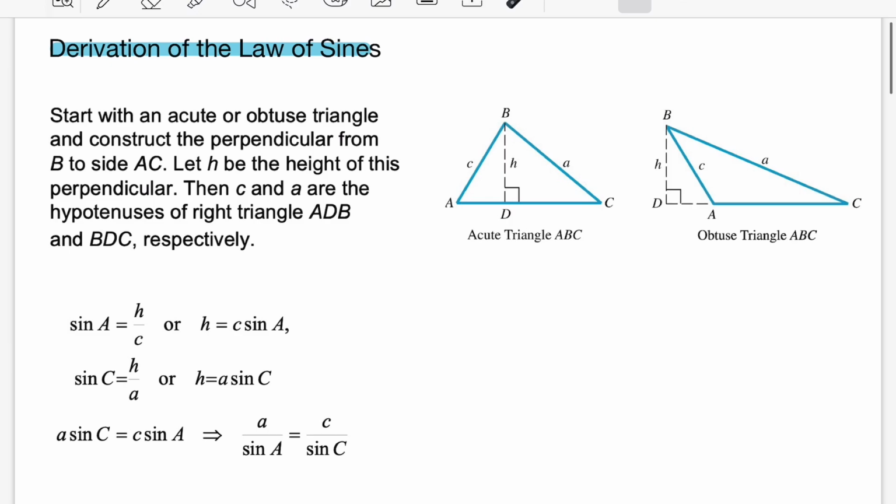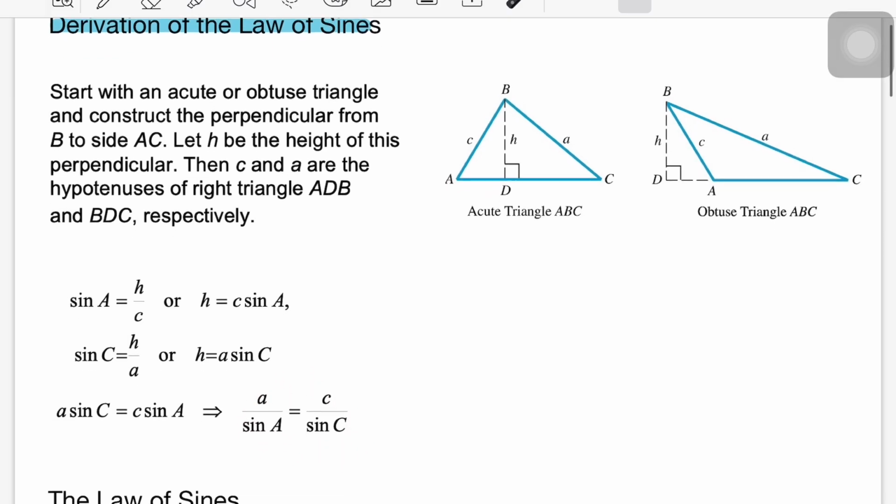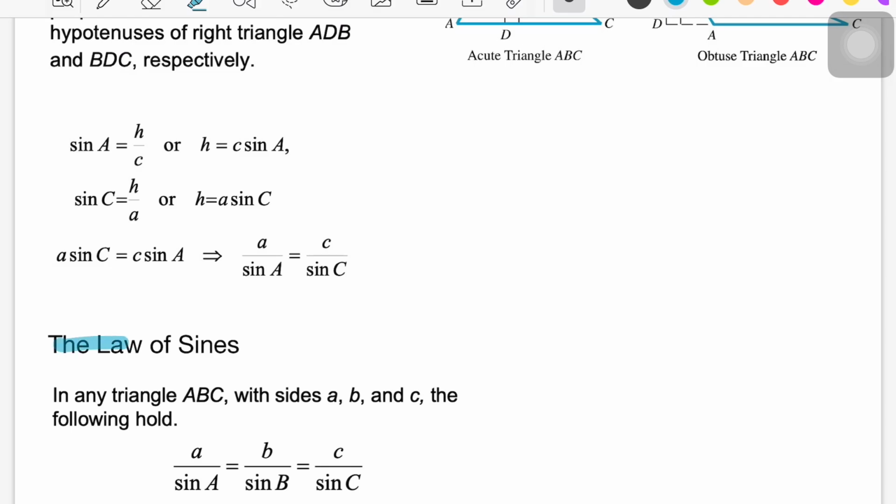So we know that sine of this angle A is going to be the opposite side, H, over our hypotenuse C. Solving for this H, we get that H is equal to C times sine of A. Now similarly, sine of this angle C is going to be this opposite side over this hypotenuse, and solving for H, we get this. This implies that if H is equal to this and H is equal to this, then these two must be equal. So A times sine of C is going to be equal to C times sine of A, and we get this here.